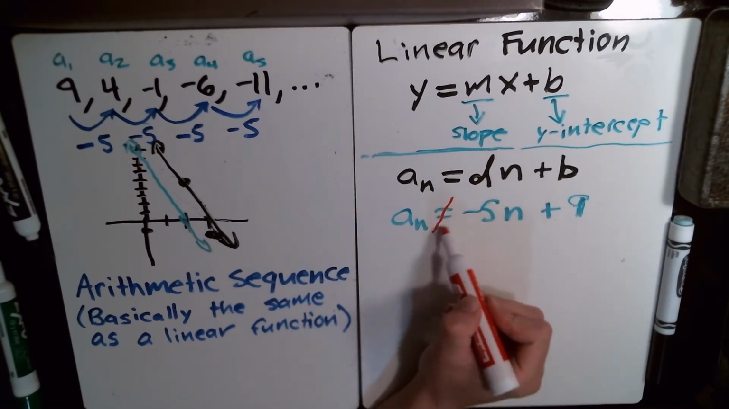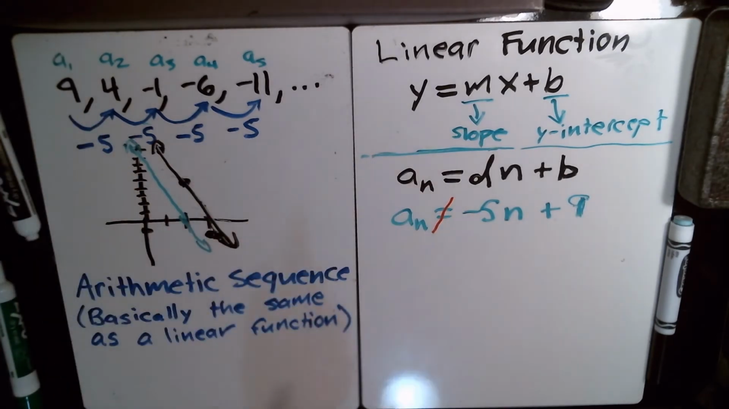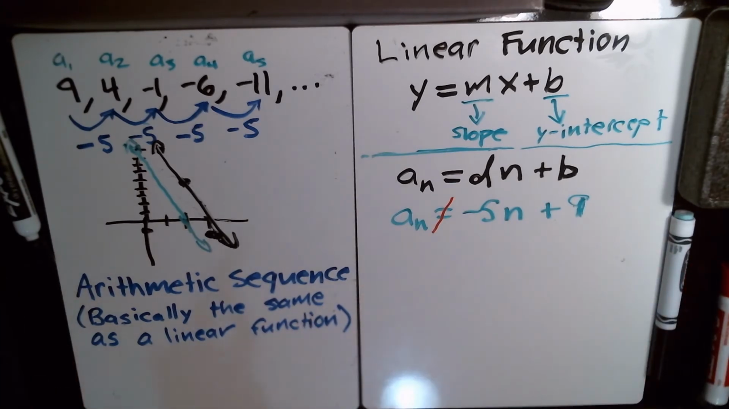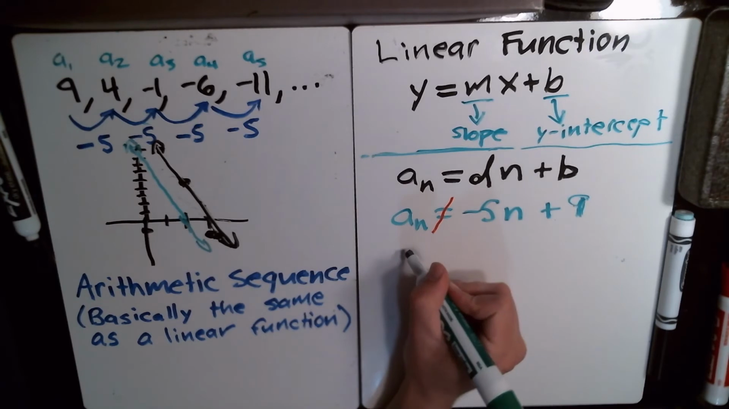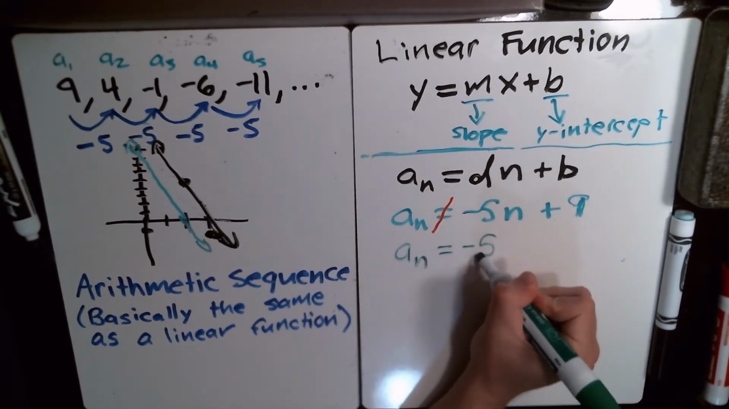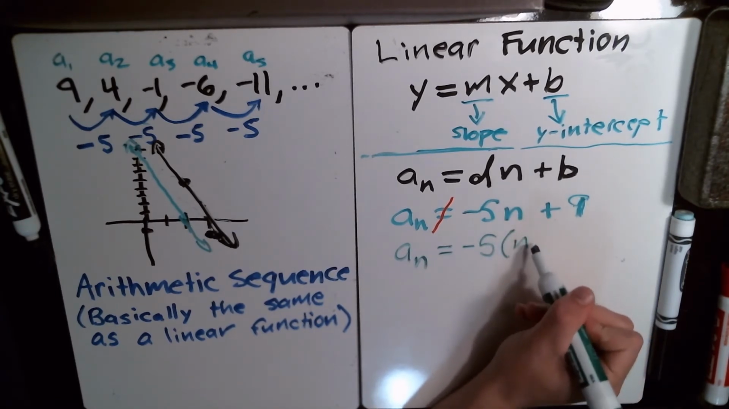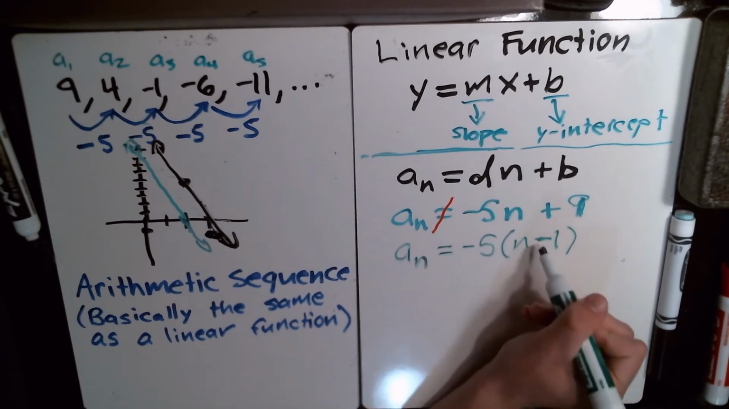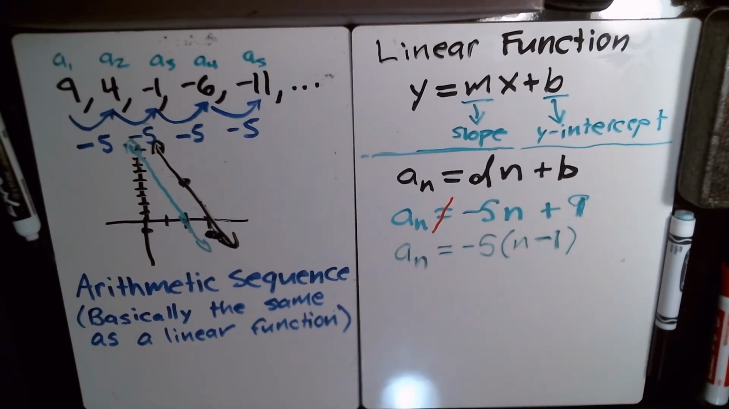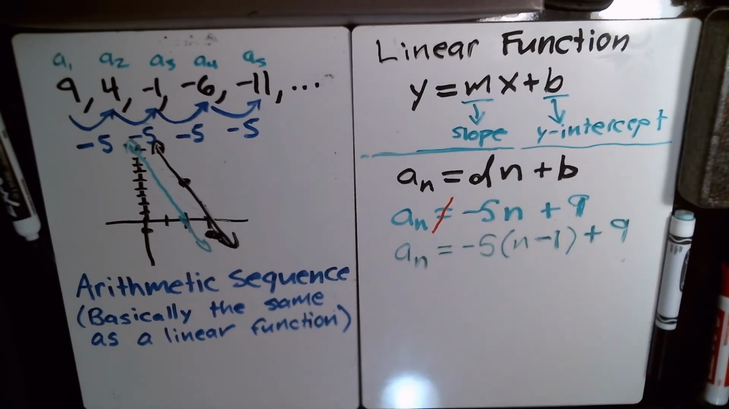We already said this equation doesn't quite work because 9 is not the y-intercept of this. But what will work is if we did a n is equal to -5. To shift to the right one, I subtract 1 from my variable n. So I throw in an n minus 1 and then plus 9. Okay, and we could check and see if this works.